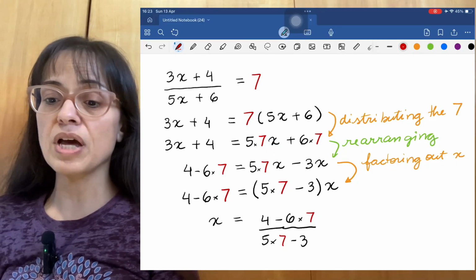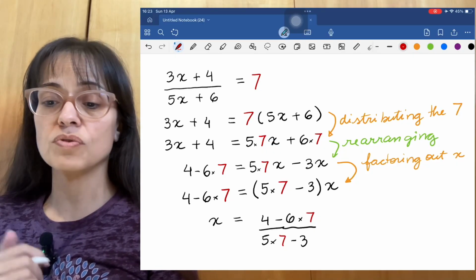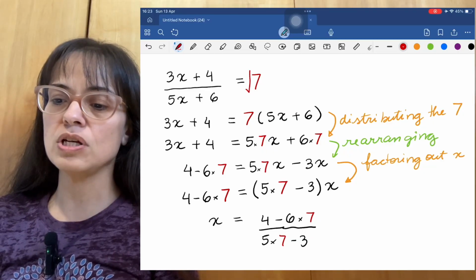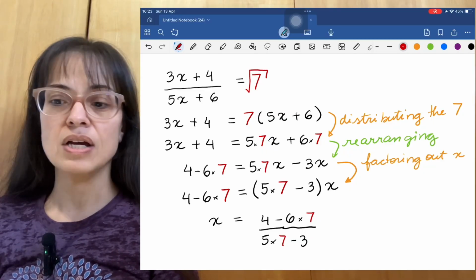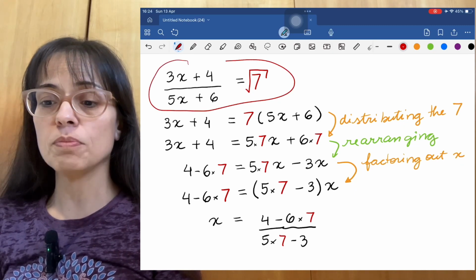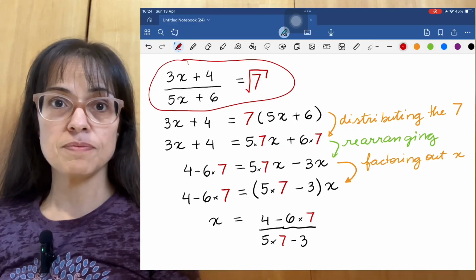Okay, so now let's see what would happen if instead of 3x plus 4 over 5x plus 6 equals 7, it was that same fraction equals the square root of 7. How would you solve that equation from the beginning? Just imagine I give you this problem if I hadn't showed you this before.